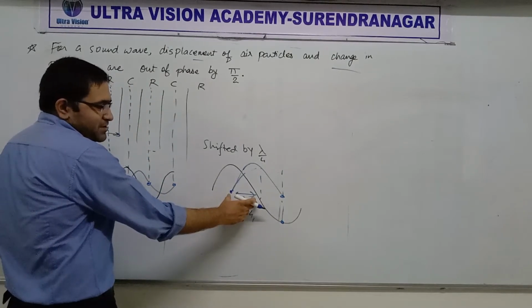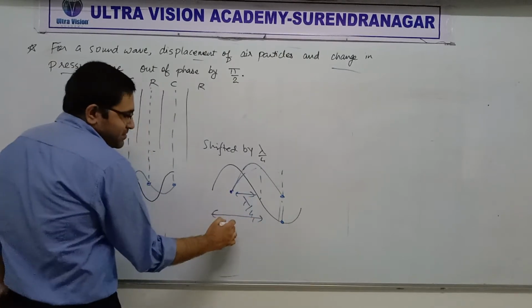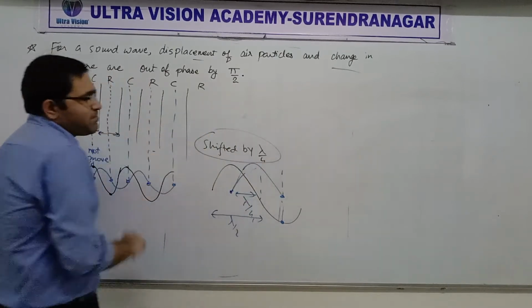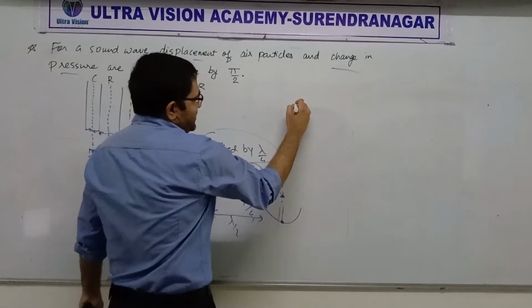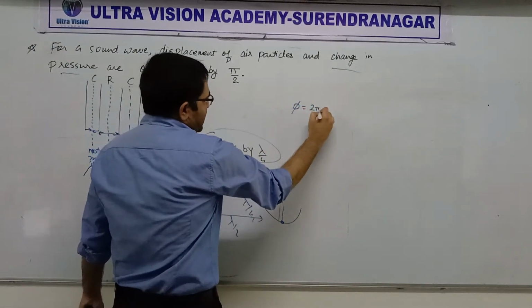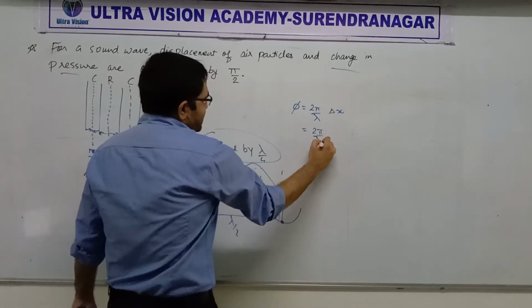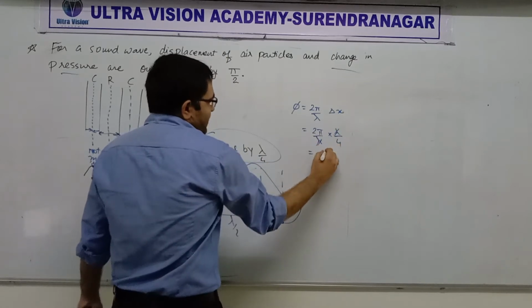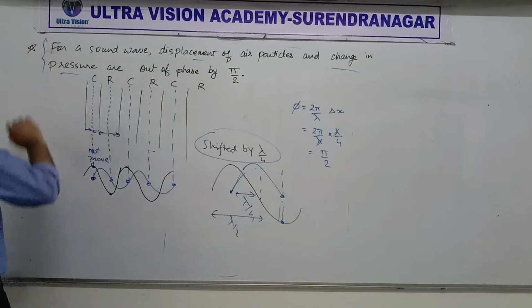This is half of the wavelength, and this is half of that. Shifted by lambda by 4 means a phase difference of how much? Use that idea: phi is equal to 2 pi by lambda into delta x. So 2 pi by lambda into lambda by 4. Lambda cancels, 2 and 4 cancel, pi by 2. So that's what we have written here.